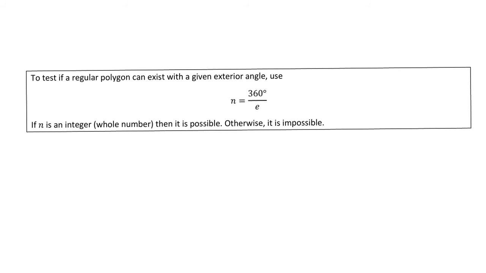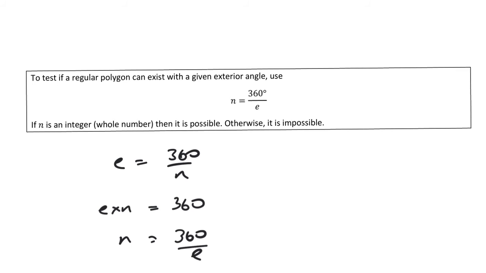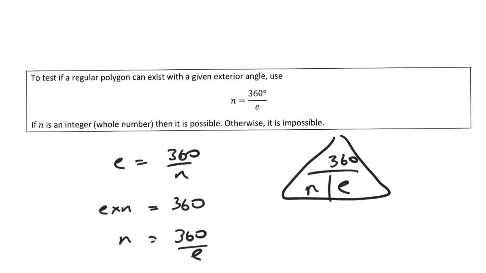To test if a regular polygon can exist with a given exterior angle, we use n equals 360 divided by e. That's just a manipulation of e equals 360 over n. So e times n equals 360, so n equals 360 over e. We could consider it to be a triangle, like speed, distance, time, or density. So the number of sides is 360 divided by the exterior angle, or the exterior angle is 360 divided by n.